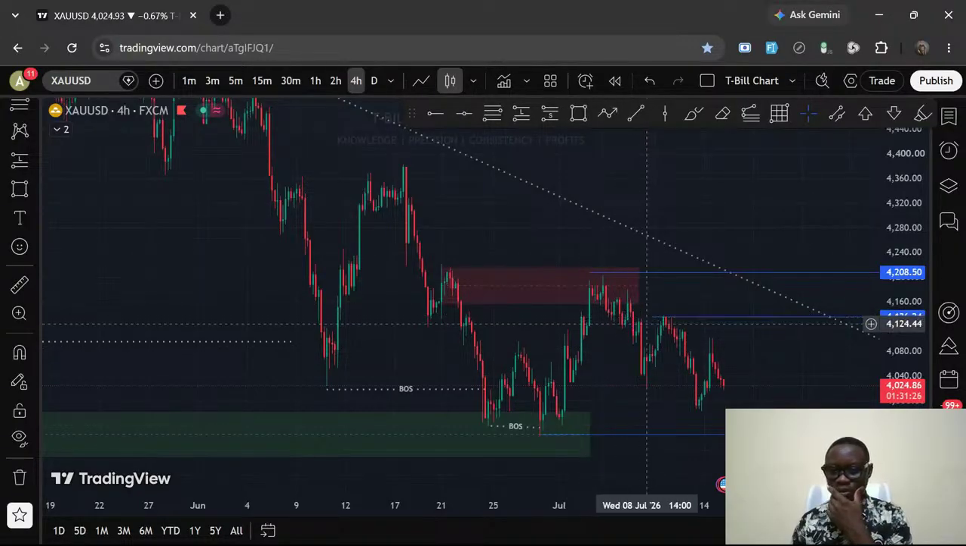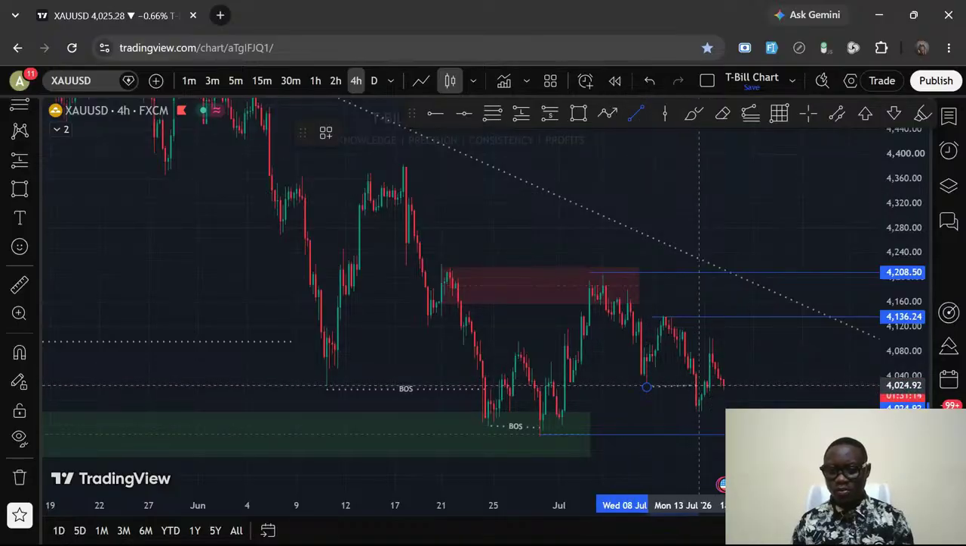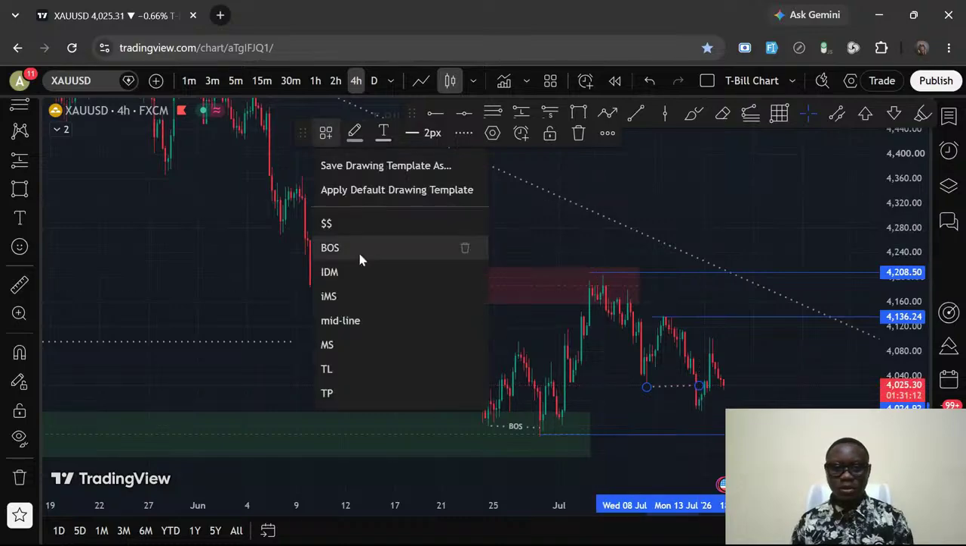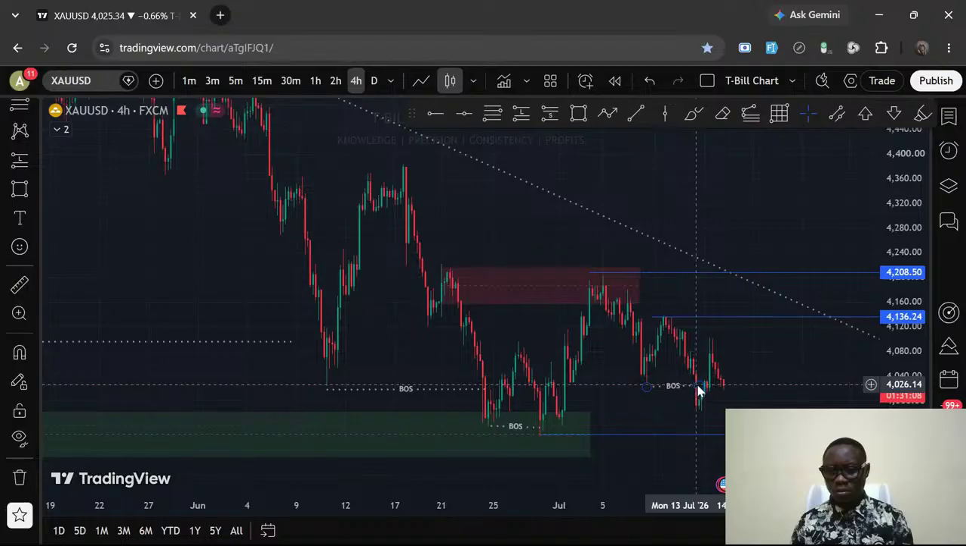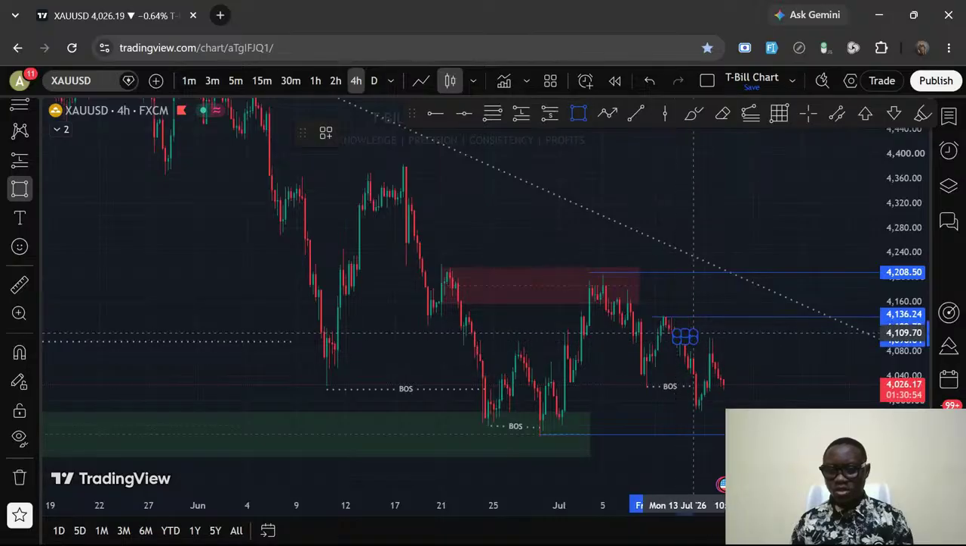Okay. So we have this break of structure to the downside in the 4H time frame, like this. And the price has already tapped into this zone right here.